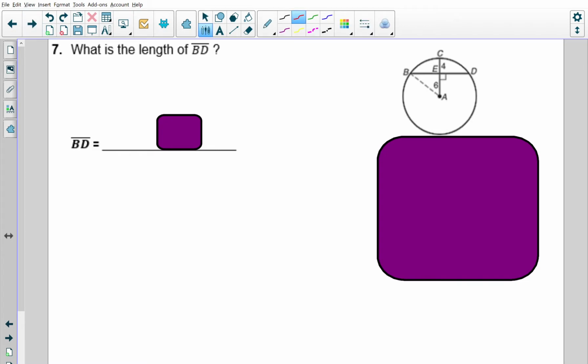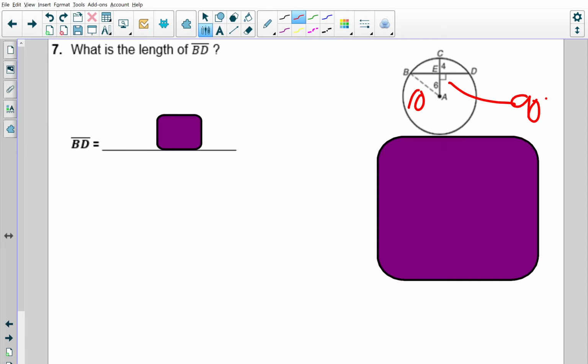This problem is asking for the length of the chord BD. Upon first glance at this problem, what do you notice? You notice that the radius of this circle, AC, must also equal AB. And AC is 10, so AB has to be 10.